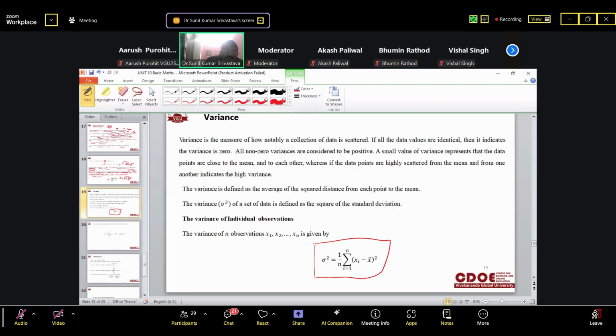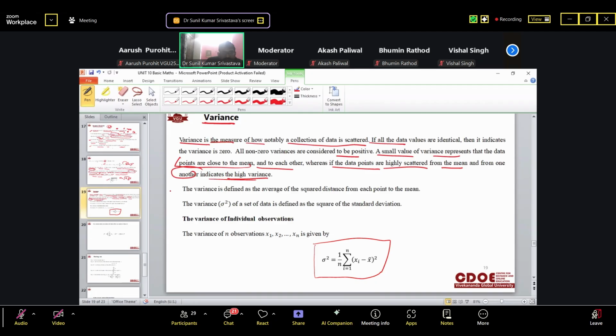Our next topic is the variance. What is the variance? Variance is a measure of how widely a collection of data is scattered. If all the data values are identical, then the variance is zero. Otherwise variance is positive. A small value of variance represents that the data points are very close to the mean and to each other, whereas if the data points are highly scattered from the mean, it indicates high variance.